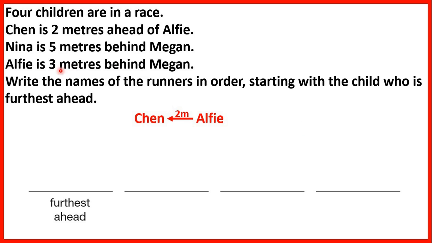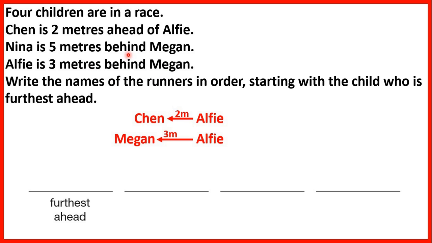But the next statement tells us that Alfie is 3 meters behind Megan. And because that statement mentions a child who we already know about, we can write that on our diagram next. So we have Alfie, and he's 3 meters behind Megan. So Megan is 3 meters in front of Alfie.